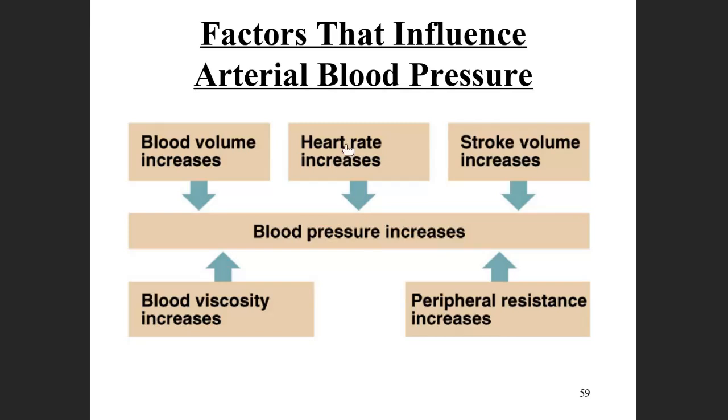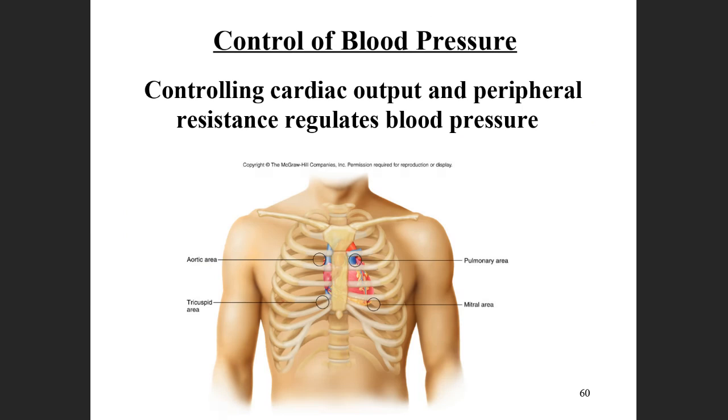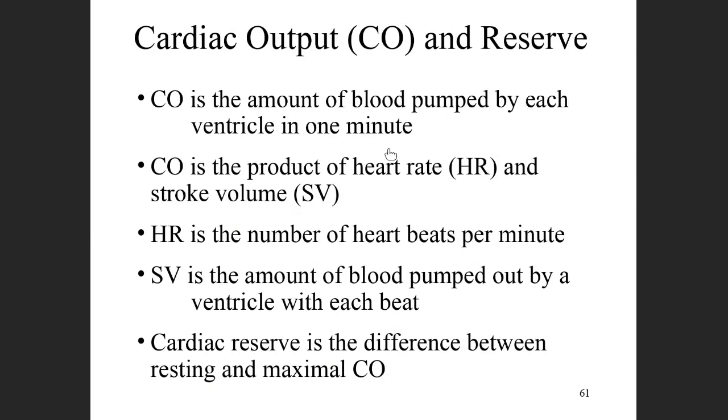Again, to repeat, what are the five factors that regulate blood pressure? Blood volume, heart rate, stroke volume, peripheral resistance, and blood viscosity. This is just to show you what cardiac output is. That's all that is. Now, what is cardiac output?